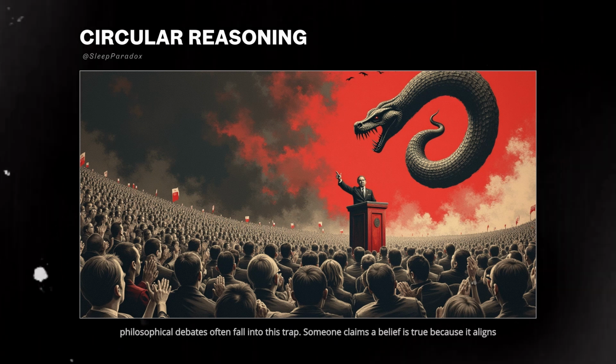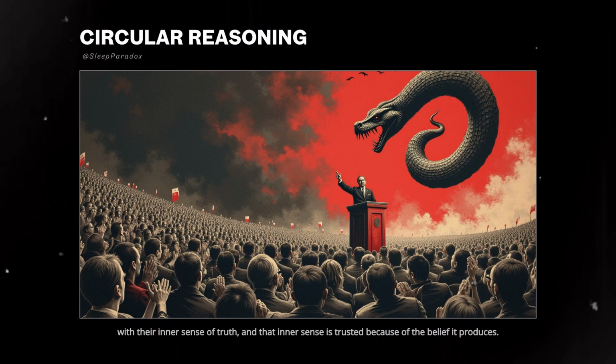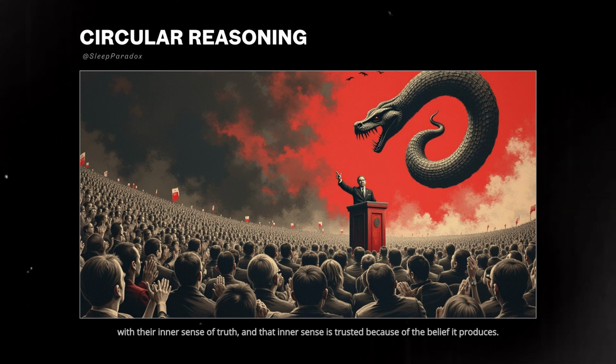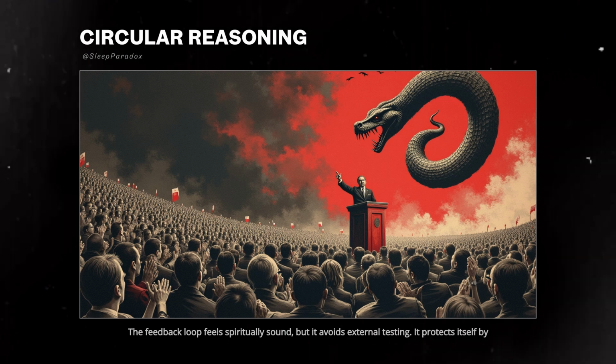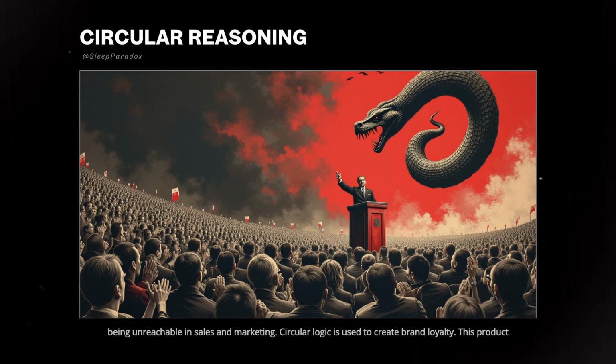Religious and philosophical debates often fall into this trap. Someone claims a belief is true because it aligns with their inner sense of truth, and that inner sense is trusted because of the belief it produces. The feedback loop feels spiritually sound, but it avoids external testing. It protects itself by being unreachable.